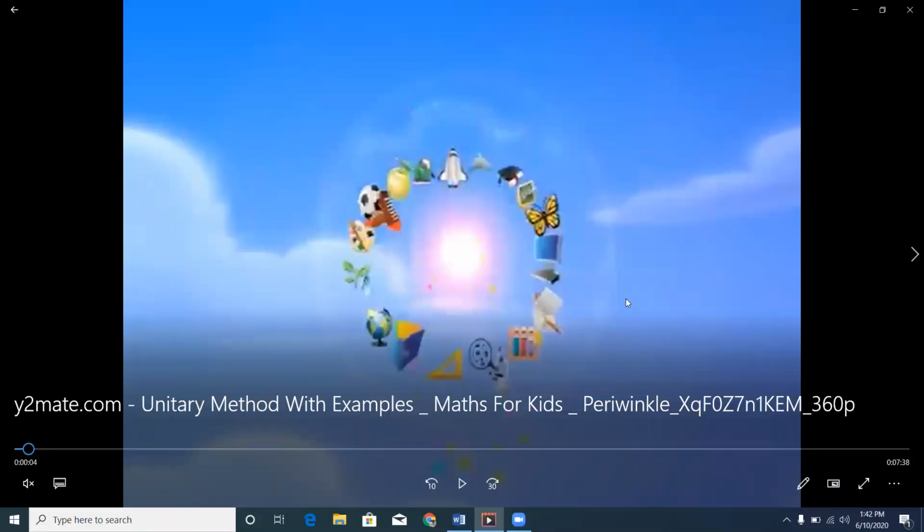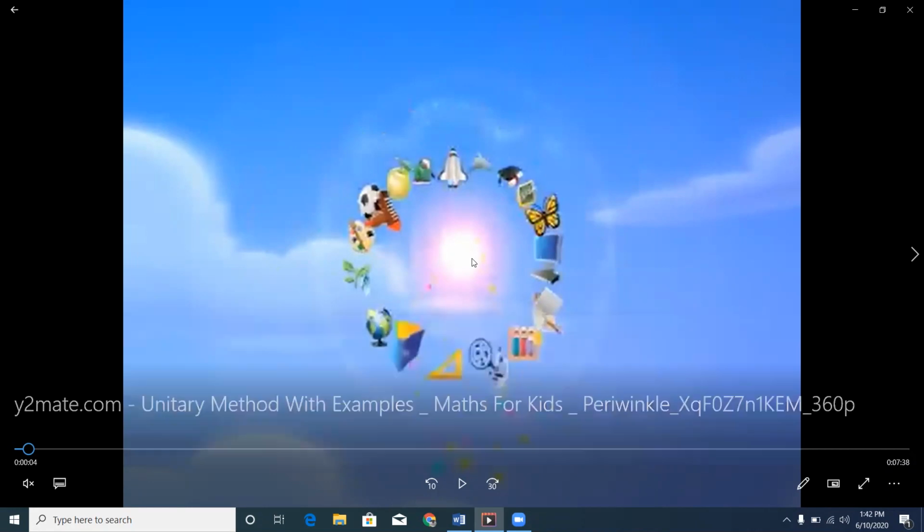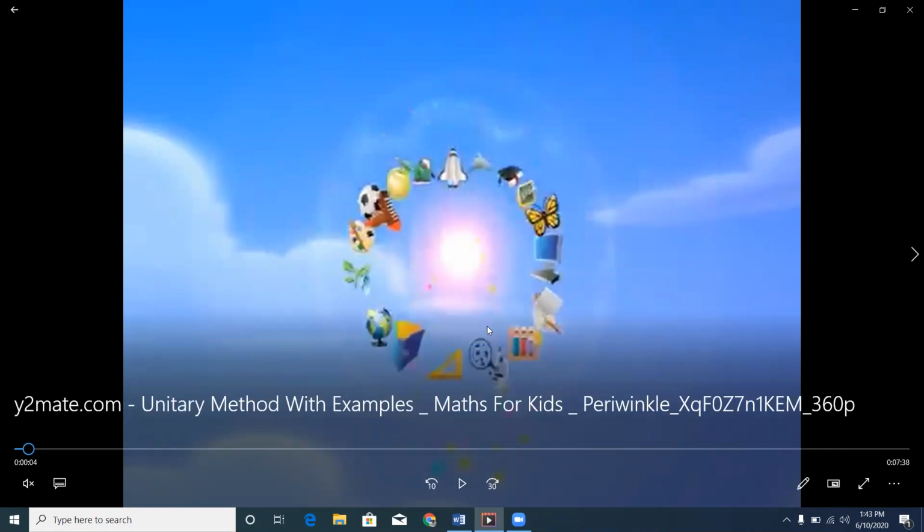Today we will start our new topic, unitary method, in which you are dealing with the prices from many to one and one to many. What I'm trying to say is that sometimes you find the price in bulk, like 10 color boxes equals 1000 rupees. And if you want to buy 3 boxes, how much do you have to pay?